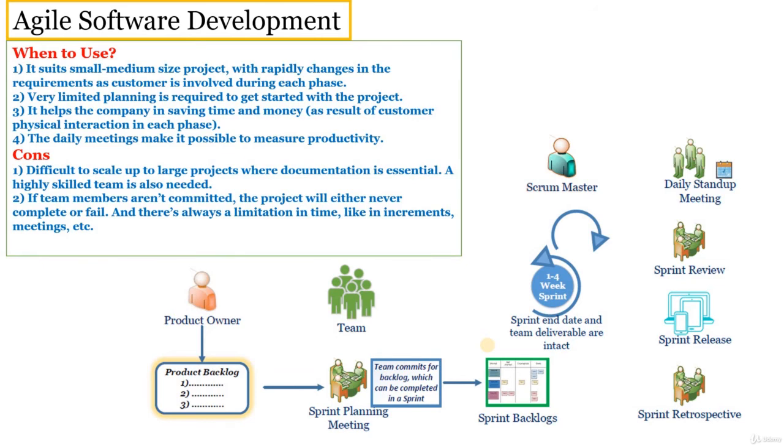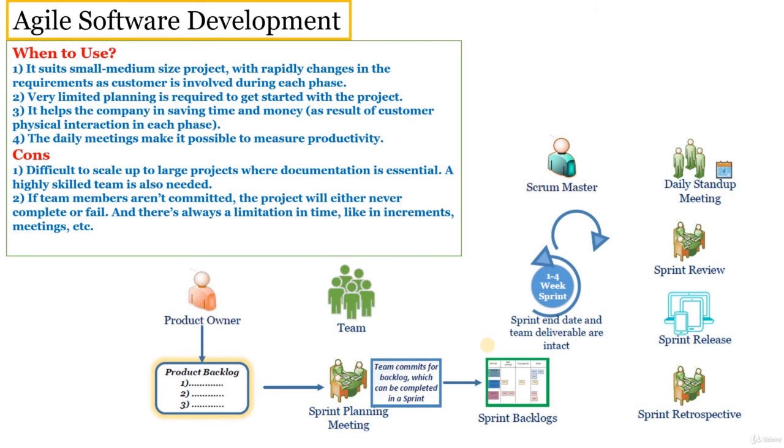What are the different cons? Difficult to scale up to large projects where the documentation is essential. A highly skilled team is also needed. So these days you might have seen, because of this particular issue, whatever the Scrum and the old version of the agile process people were using, they were not able to scale up to large projects. Now there is something called scaled agile, where they can scale up to large projects.